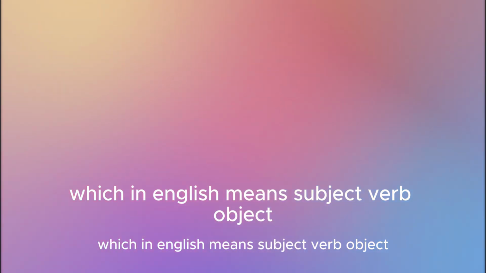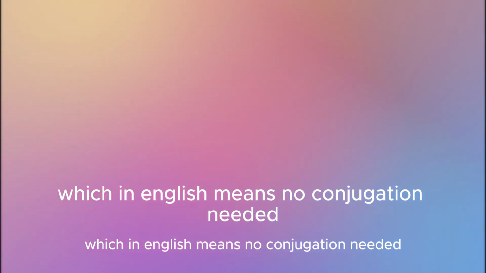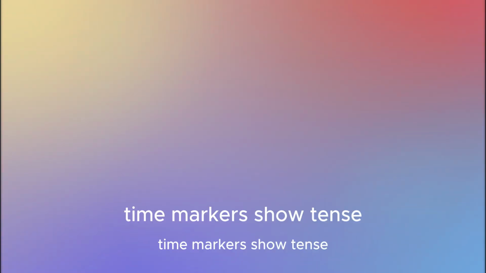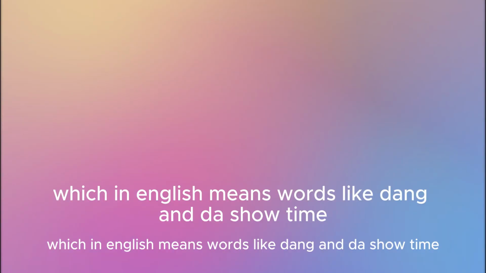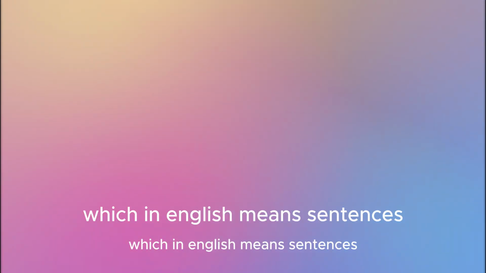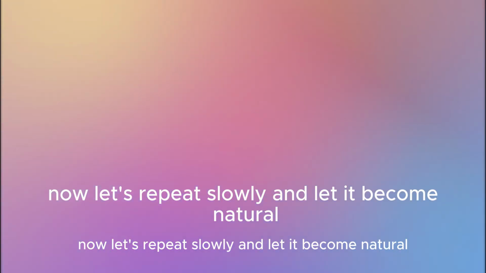Chủ ngữ, động từ, tân ngữ, which in English means subject, verb, object. Verbs do not change, which in English means no conjugation needed. Time markers show tense, which in English means words like đang and đã show time. Structure is consistent, which in English means sentences follow a clear pattern. Now, let's repeat slowly and let it become natural.